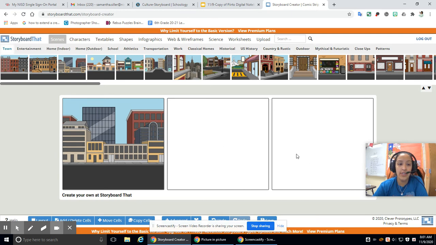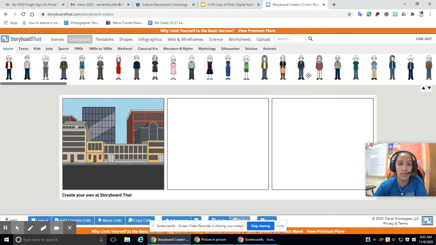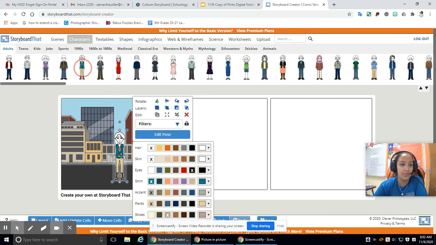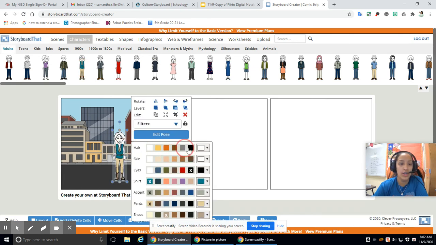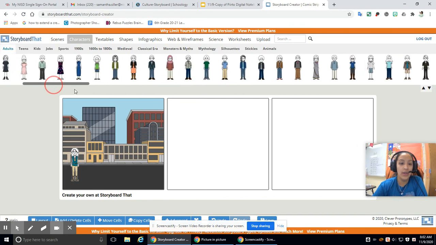So once you have your scenes for your storyboard, next to scenes you have characters. You click on that, and you get to pick your different person. And then once you pick a person, you drag and you drop them. Then you can change your hair color, your skin, your eyes, all of that. You can also change how big they are. You can make your person really big. You can make them a little bit smaller. Okay, so make sure you're including a person there. And then again, you can drag it all the way across.